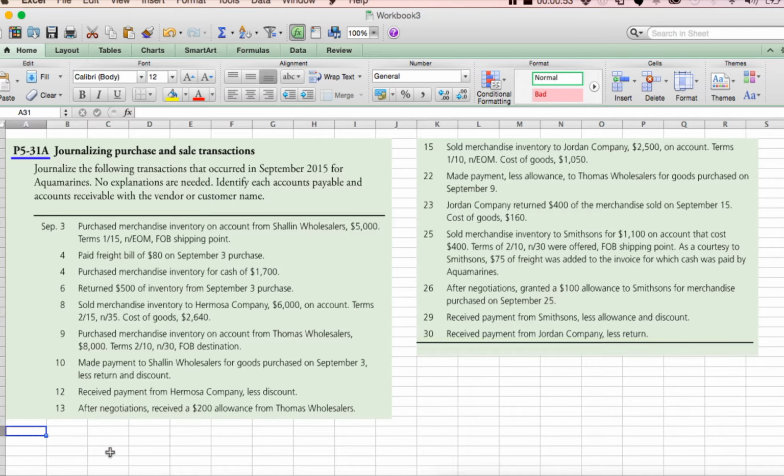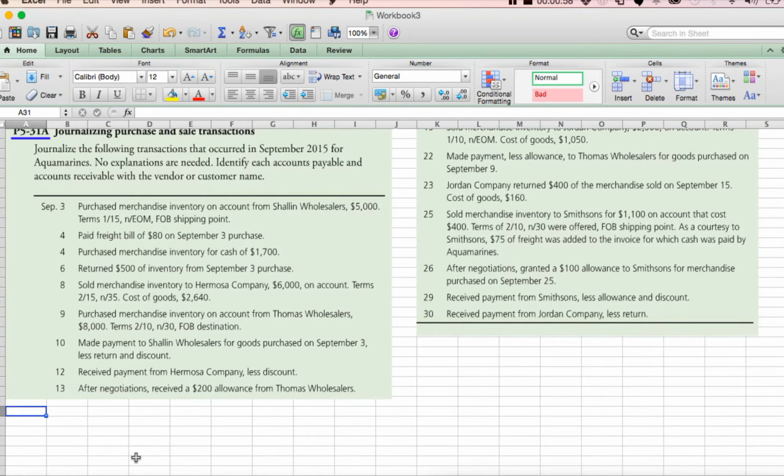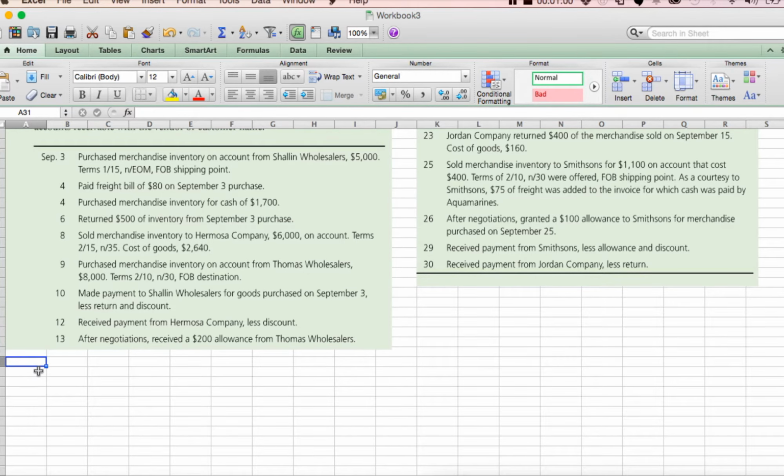Okay, so I'm not going to put the journal format. I'm not going to put the headers up here. We'll just go ahead and start. So we got September 3rd, purchased merchandise inventory on account from Shallon Wholesalers, $5,000, and it gives us the credit terms there.